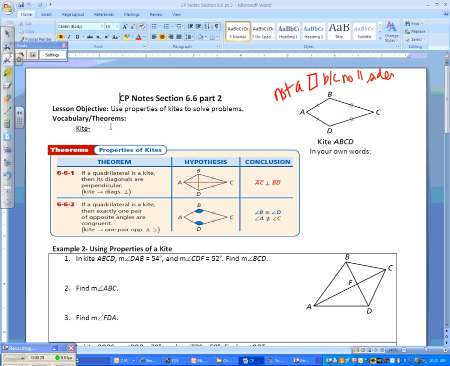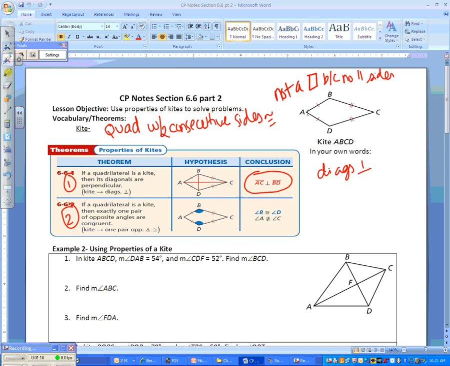However, a kite is a quadrilateral, meaning it has four sides, and the consecutive sides are congruent. So what that means is these two are touching and they're congruent, and then those two sides are touching and they're congruent. So I'll say two consecutive sides are congruent. And there's two special things about the kite. The first thing is that the diagonals are going to be perpendicular.